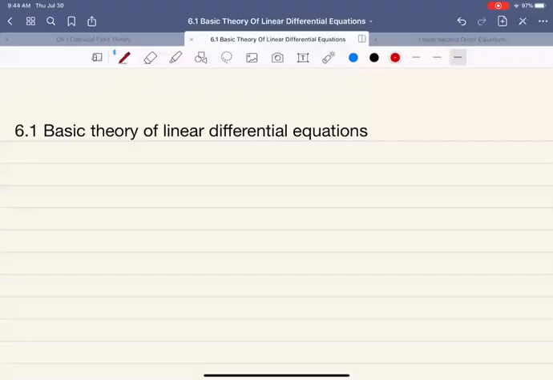All right, welcome back. So we're going to talk about the basic theory of linear differential equations.